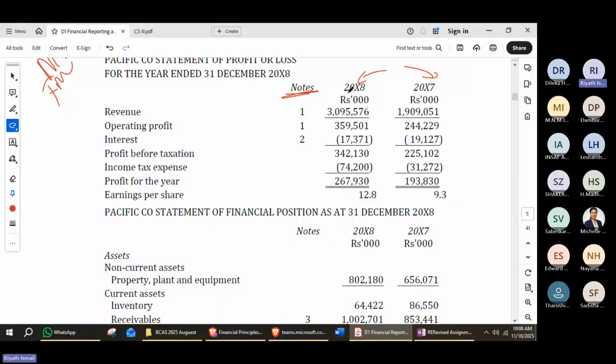You may see that revenue in thousands, right here, is 3.095 billion. Now operating profit, they give notes in one, and revenue also notes given in one, interest given in note two, and the VAT also given, right. Here revenue, operating profit, interest, profit before tax, income tax expense for the period, profit for the period, and the earnings per share, right?